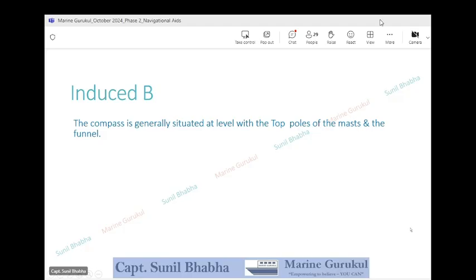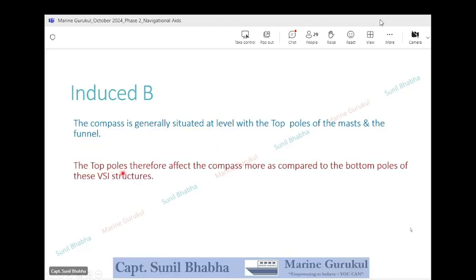So as we discussed just now, the compass is generally situated at level with the top poles of the masts and the funnel. The top poles therefore affect the compass more as compared to the bottom poles of these vertical soft iron structures. We are aware that the compass is affected by that pole of the magnet which is closer to it. So we can see that the compass is situated in line or at level with the top poles of these vertical soft iron structures. So the top poles affect the compass more and the bottom poles, being far away, do not affect our compass.